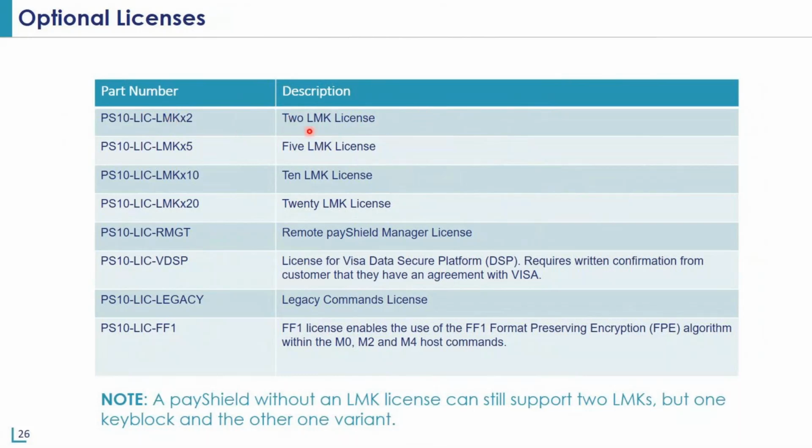So there are licenses if you want to install 5, 10, and 20 LMKs. The maximum LMKs you can create is 20. Twenty local master keys can be created on a single payShield 10K at maximum. These license files are not additive. So it's not like you have installed this and in total you have 7. No. It will be either 2, 5, 10, or at maximum 20.